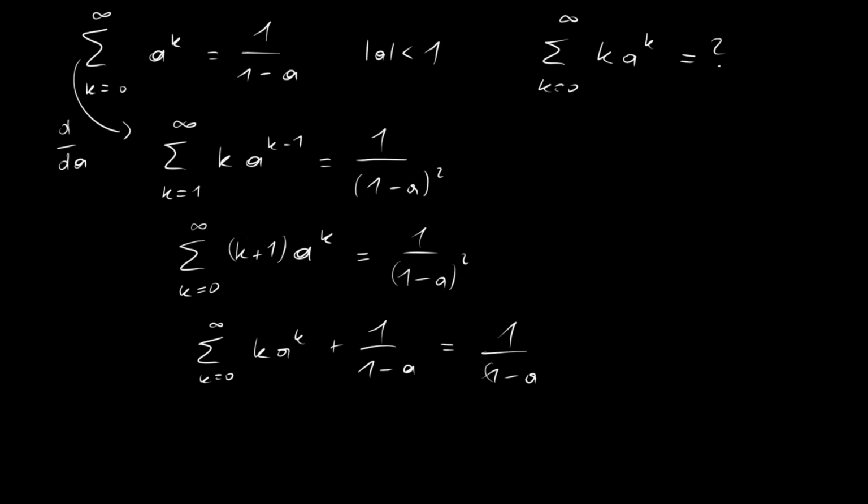And this allows us to compute the value of the series that we're actually interested in. So if we just bring that 1 over 1 minus a to the other side, we get the sum from k equals 0 to infinity of k a to the k equals a over 1 minus a squared. And that's the value of this series.